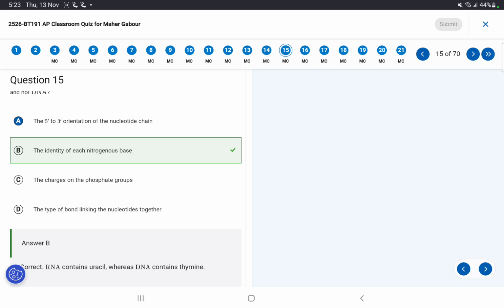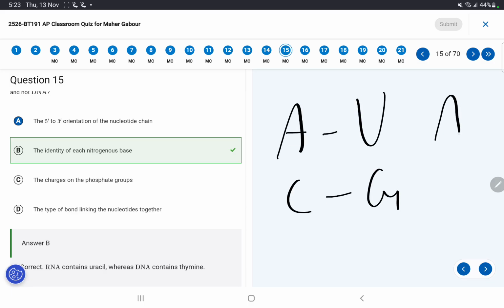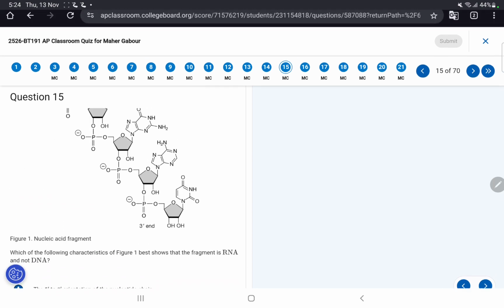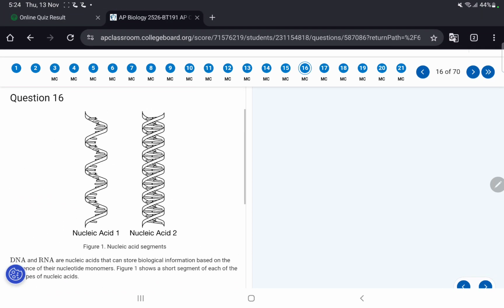The only thing is, we know that RNA has A connecting with U and C connecting with G, but DNA has A connecting with T and C connecting with G. Whatever, okay? Why is my handwriting so bad? Okay, so that's the only difference. What are A, C, T, G, U? They're nitrogenous bases. So the identity of each nitrogenous base is how we distinguish between the two, RNA and DNA.